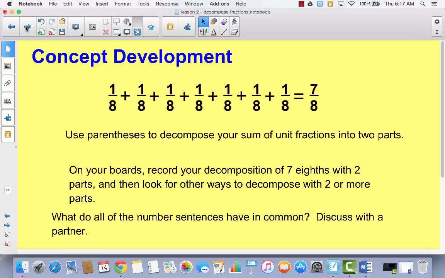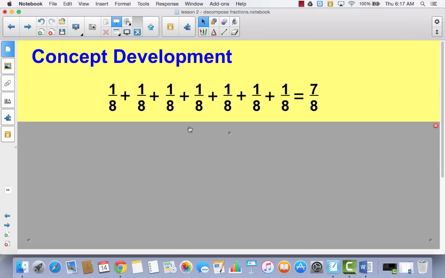All right, now, take a look at your number sentence here that we just wrote, and I want you to think to yourself, is there any other way that I can decompose 7/8 into a number sentence besides all of these unit fractions? I want you to write down as many variations of that as you can in your math journal, and then I want you to come back and let's check and see how we did.